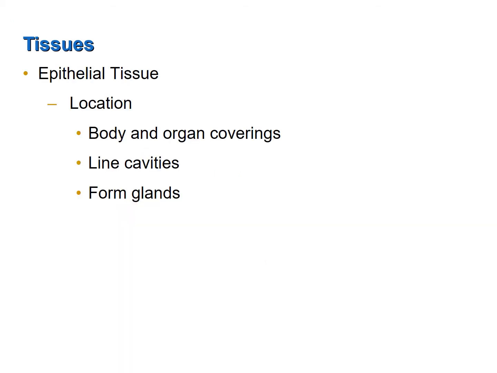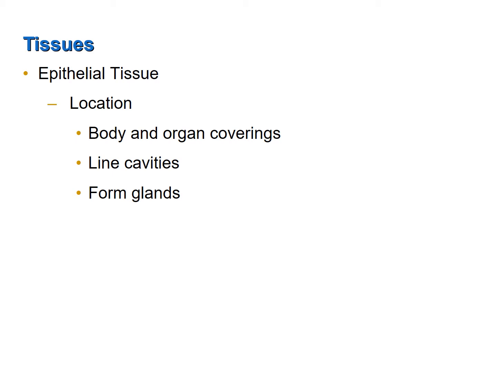First, let's discuss epithelial tissue. Epithelial tissue is found in various locations in the body. Epithelial tissues cover the body, and they also cover organs, such as the organs of the thoracic and abdominal cavities. Epithelial tissues also line the thoracic and abdominal cavities, as well as cavities that open to the outside world, like the gastrointestinal tract and the respiratory tract and the urinary tract. And epithelial tissues also form glands.